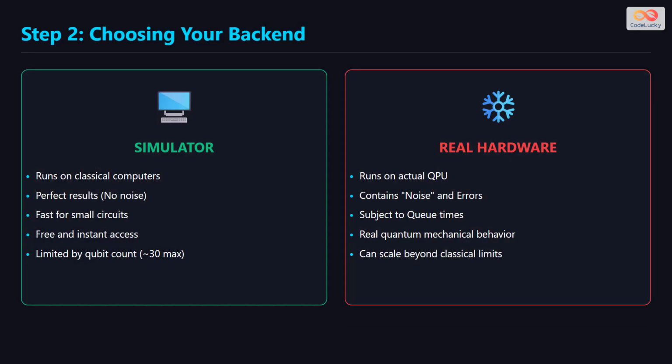Before running the code, you must choose a backend. You have two main options: a simulator or real hardware. Simulators run on classical computers and give you perfect, error-free results, which is great for debugging. Real hardware, on the other hand, deals with actual quantum particles. It is slower and has noise errors, but it is the only way to perform calculations that are impossible for classical computers.